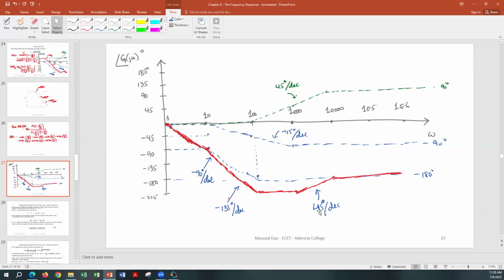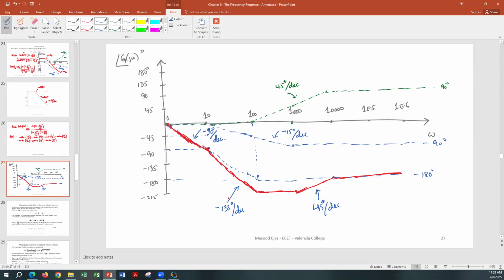Okay, hold on. This is not negative 90. Let me move this up a little bit. Negative 90 is this line. So this is negative 90 degrees. Okay, and then this is negative 135 degrees per decade. Yes, so what was your question?